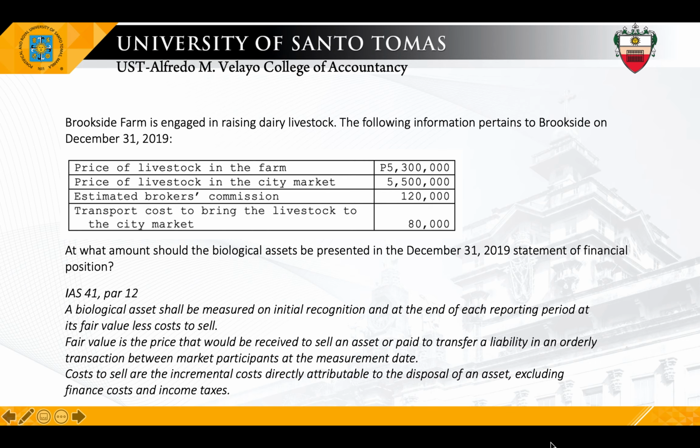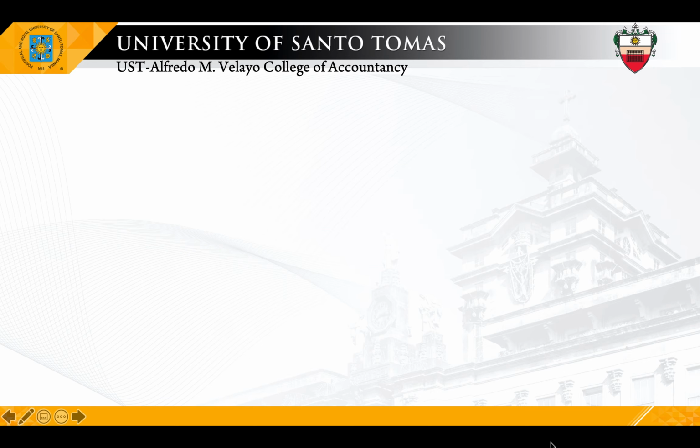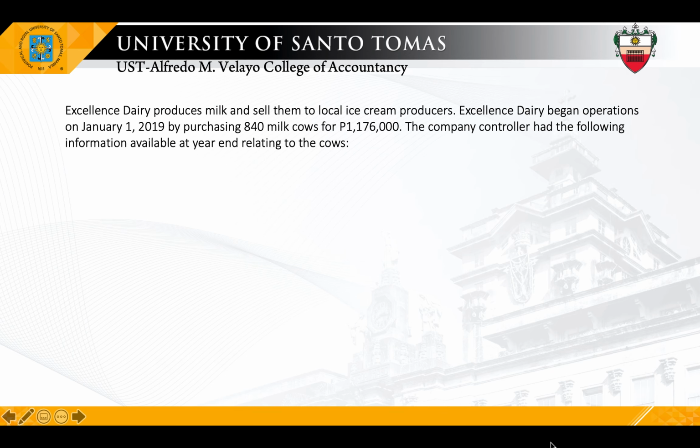And then how about cost to sell? So costs to sell are the incremental costs directly attributable to the disposal of an asset, excluding finance cost and income taxes. So we have broker's commission and transport cost. So for purposes of determining fair value less cost to sell, we only deduct the broker's commission because transport cost is not necessary because, as I mentioned earlier, the fair value to be used is the fair value in the farm because it is in the farm that we can find the market participants. So what's our answer? 5,300,000 minus 120,000. We have 5,180,000.